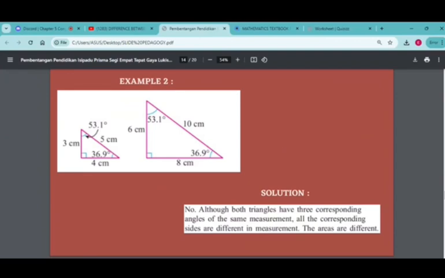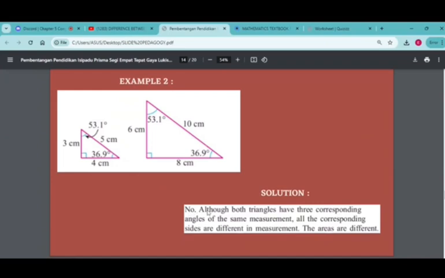No, Miss, because all the lengths are not the same. You can read the slide. No, although both triangles have three corresponding angles of the same measurement, all the corresponding sides are different in measurement, the areas are different.